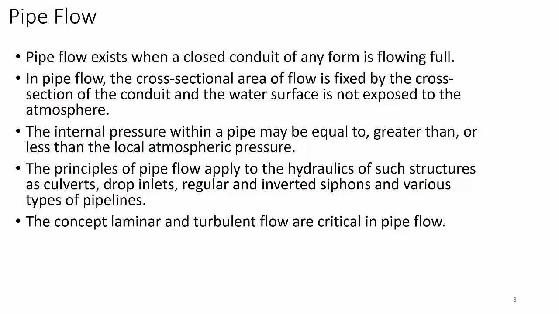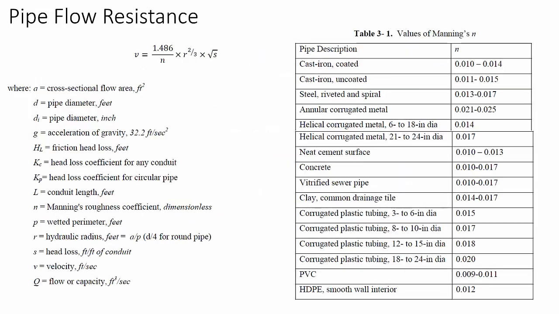The concept of laminar and turbulent flow are absolutely critical in pipe flow. They're necessary to understand. Laminar flow, of course, with lower Reynolds numbers, and then turbulent flow with higher Reynolds numbers. Pipe flow resistance is calculated in similar ways as channel flow using the Manning's N equation.